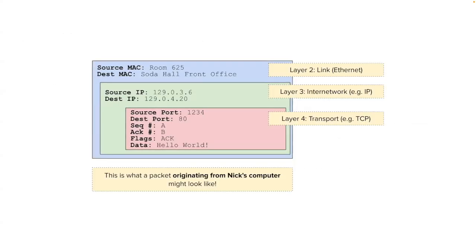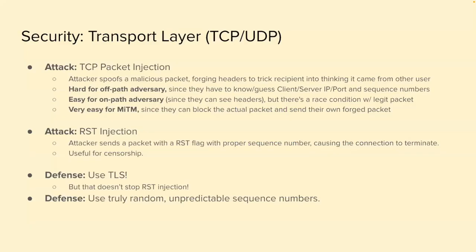Okay, so this is what the packet that came from Nick's computer would look like. Obviously, each layer wraps around the higher layer, right? Since we have to wrap it and then send it over through the link, which is the Ethernet, and then it goes to layer 3, which is the internet, and then layer 4, and then all the way up to the application on the server side. Okay, now the security of this layer.